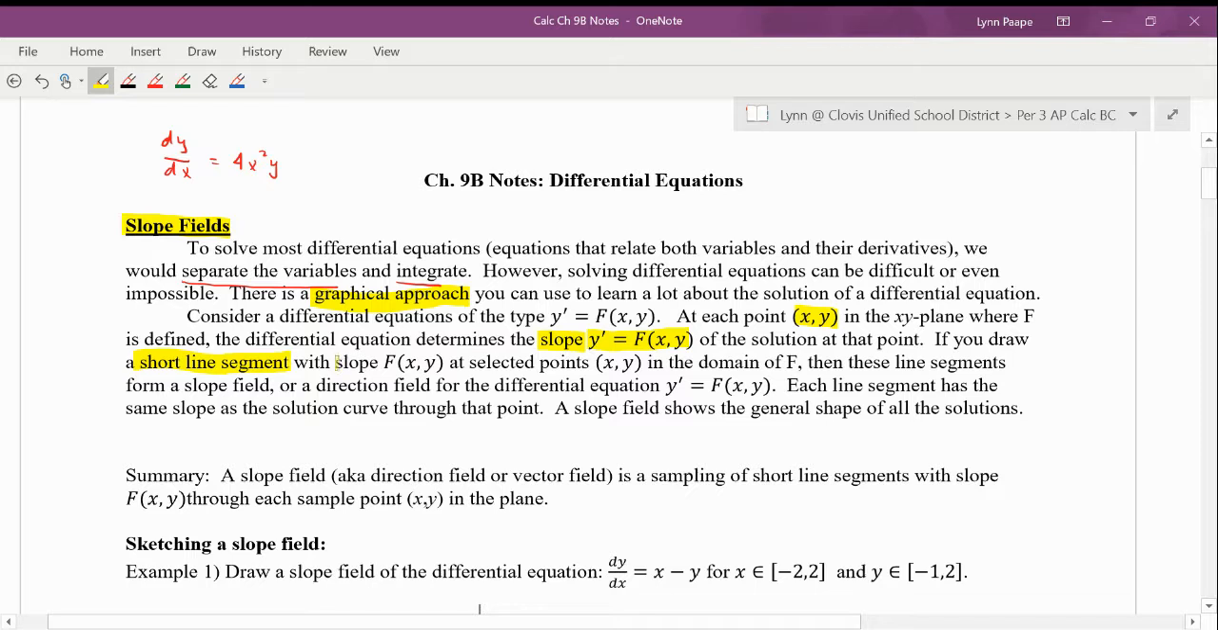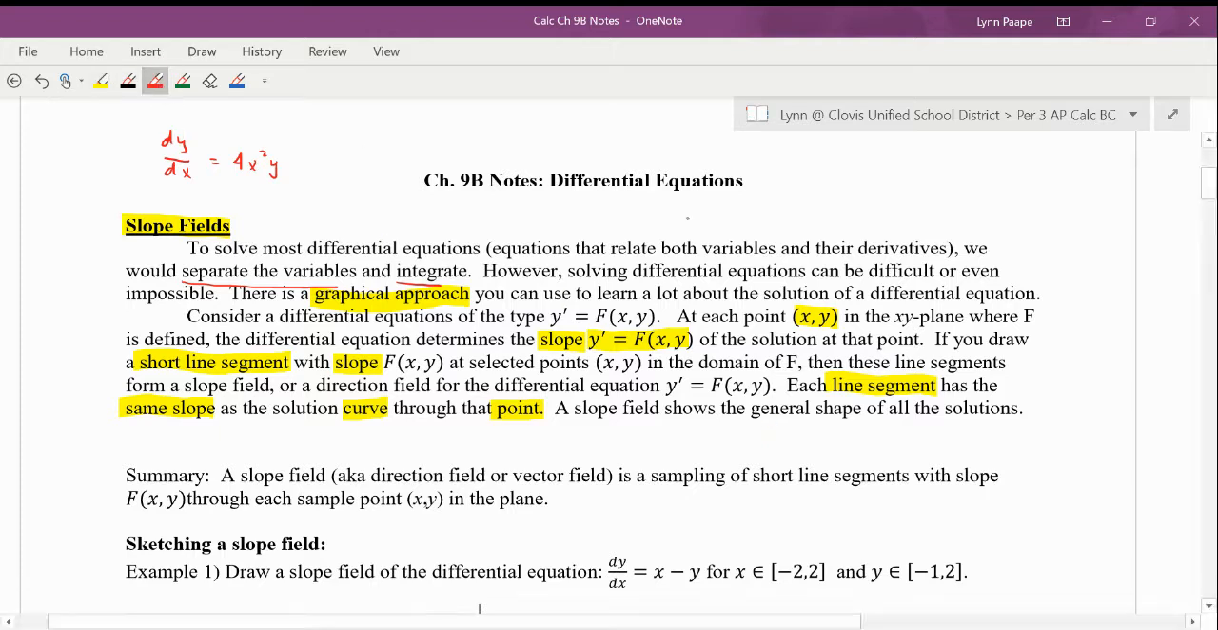That line segment will represent the slope of the tangent line at certain points, so we won't have to do it everywhere, just in a particular domain of our function. Each of those short line segments that we draw has the same exact slope as the curve itself through that point of tangency. And so a slope field shows the general shape of all the solutions.